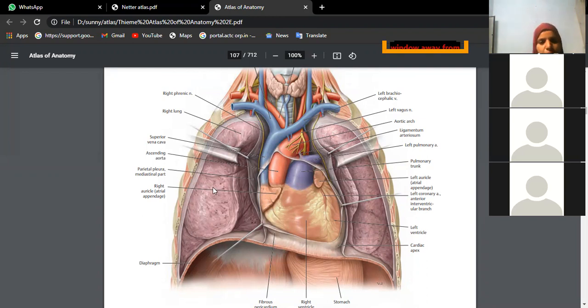From this picture, you can also see 2 lungs. They are enclosed in the pleura. This will be the parietal pleura outside. Closely investing the lung will be the visceral pleura, and of course, this empty space is the pleural cavity filled with pleural fluid. The recess you find at this point where I am showing you the pointer is costomediastinal recess, and lower down you have costodiaphragmatic recess.